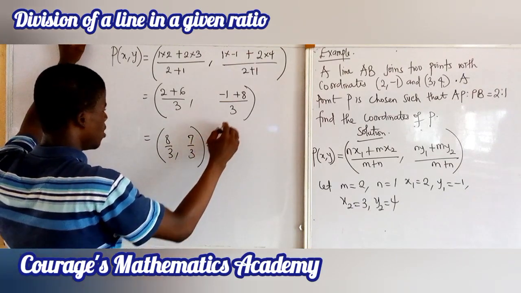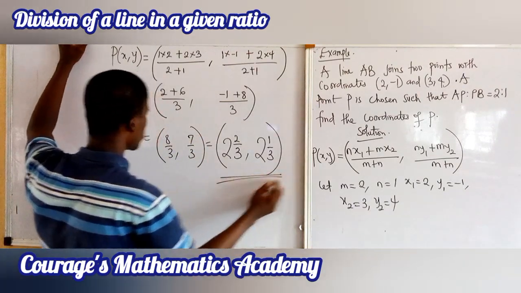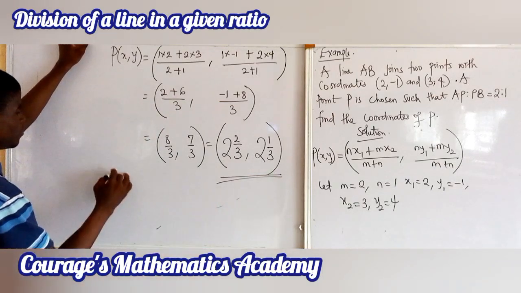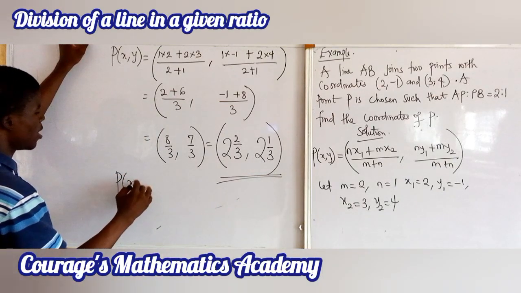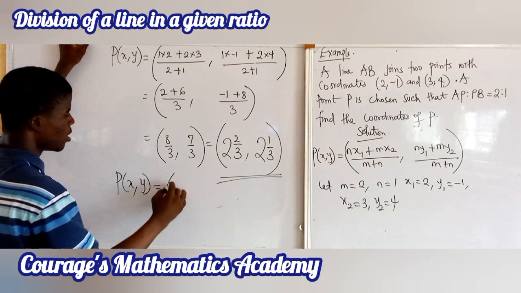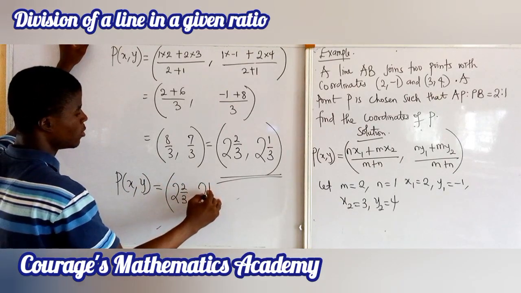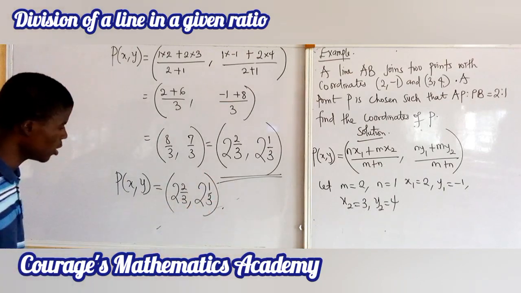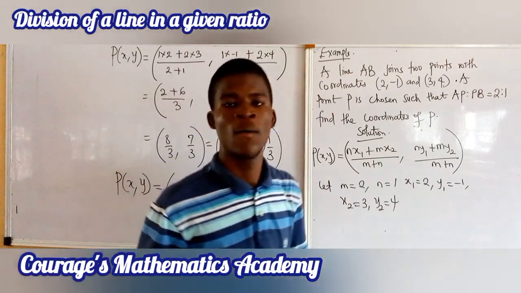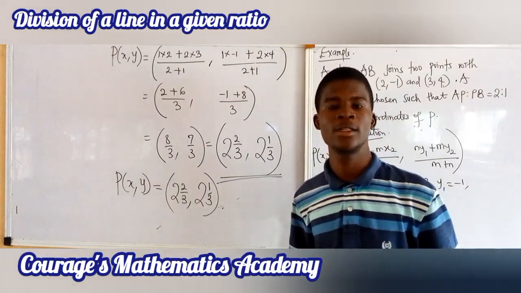So let's break this down. This is the coordinate of P, x comma y. That is 2 and 2 over 3, comma, 2 and 1 over 3. So this is all about external division of a line segment.